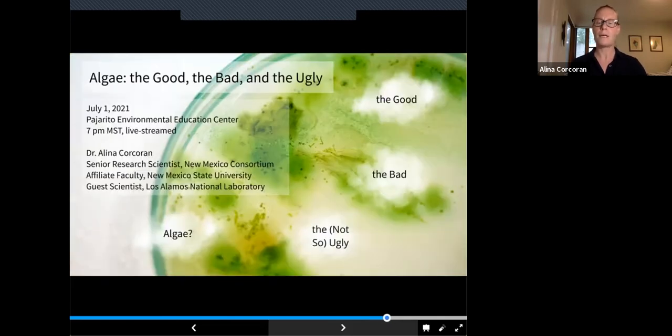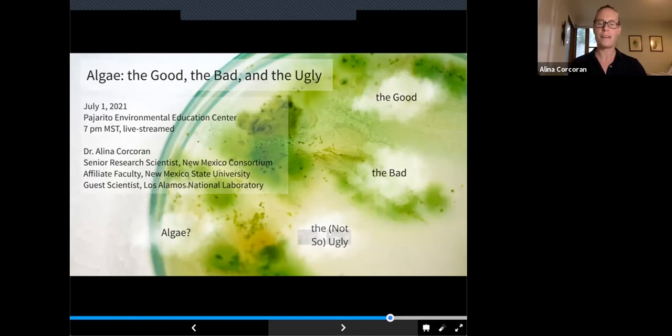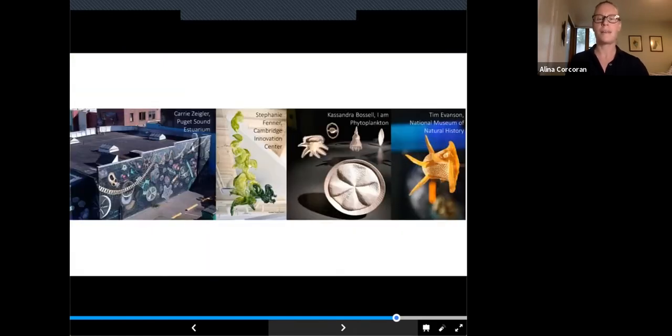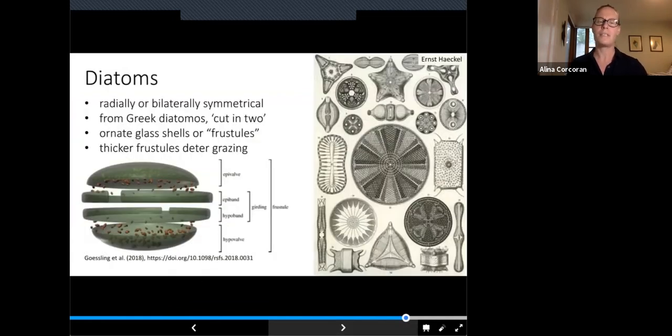And with that, I'm going to wrap up. I'd like to leave you with a couple of images of different algae, some of my favorites. This talk was entitled The Good, the Bad, and the Ugly, but I really think algae are quite beautiful, and they have been an inspiration for a number of different art exhibits around the world. Here are just a couple of examples. And then I'll share with you images of a few groups of microalgae.